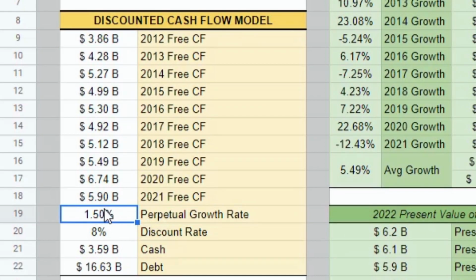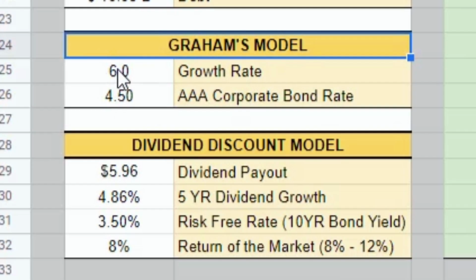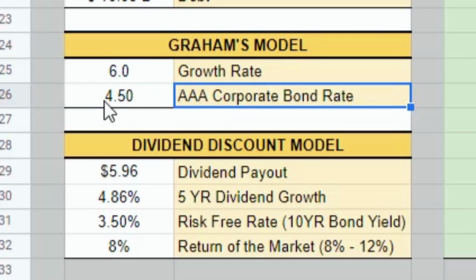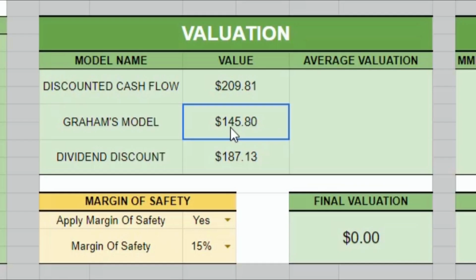Perpetual growth rate is going to be anywhere from about 0.5% to 2.5%. Discount rate is going to be anywhere from about 5 to 8%. That gives us a discounted cash flow value of about $209. Moving on to Graham's model, all we need to know is the growth rate and the AAA corporate bond rate. Analysts are projecting a 6% growth rate for 3M, and the AAA corporate bond rate, which you can find by quickly Googling it, is around 4.5% today. That gives us a Graham's valuation of $145.